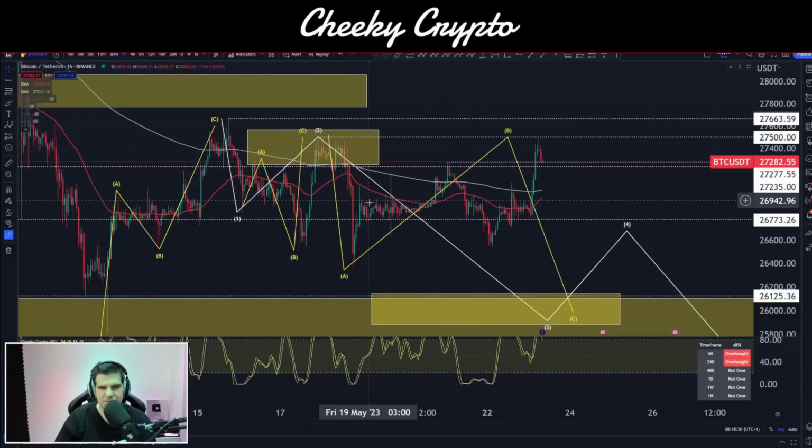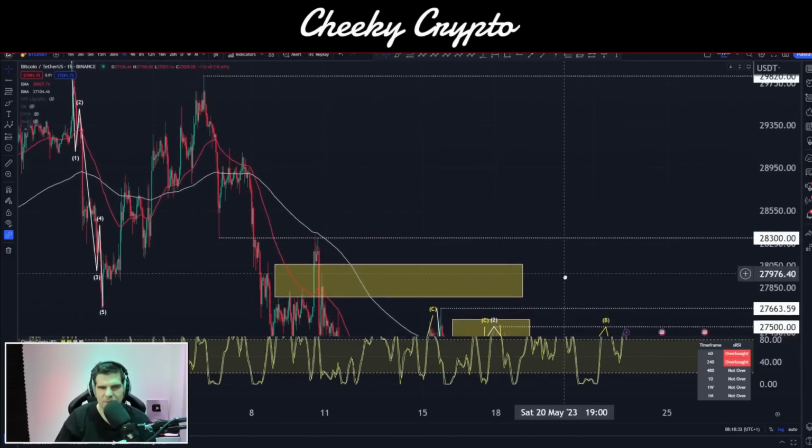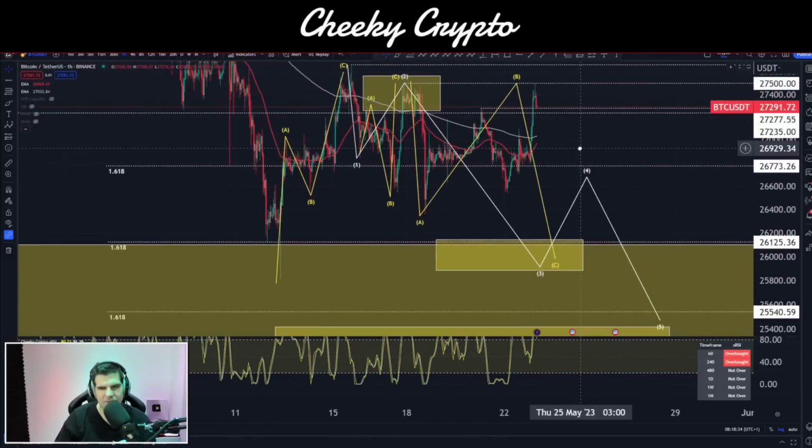And it doesn't necessarily mean that we won't go down. It just means that the way that we go down is going to be different than what I have currently mapped out.